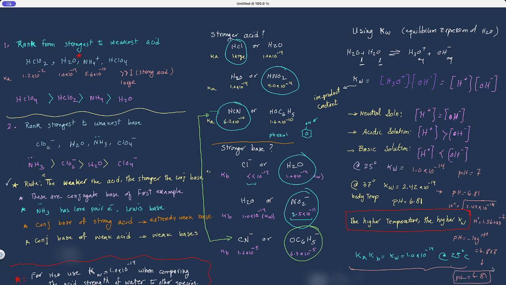Once again, at 25 degrees, Kw is 1.0 times 10 to the negative 14. As temperature goes up, Kw also goes up.